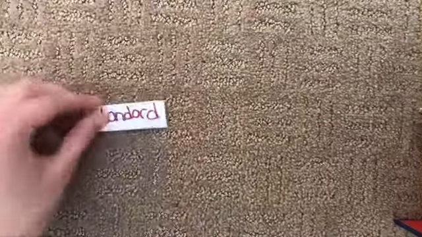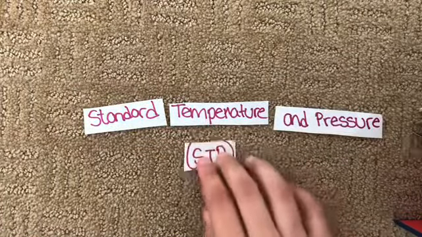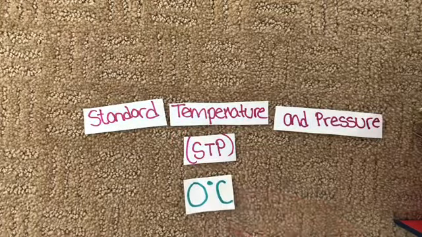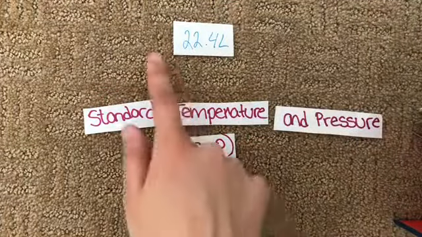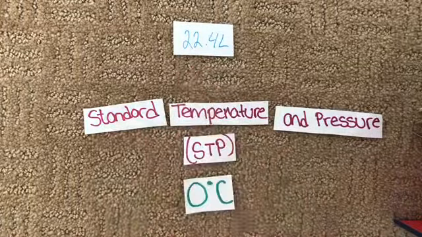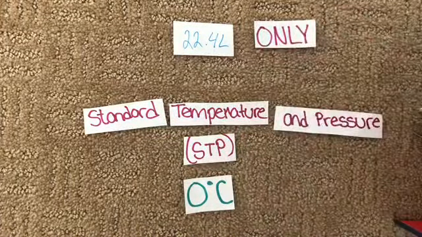Next, we'll talk about standard temperature and pressure. This term right here can be shortened to STP. And at STP, at 0 Celsius, 1 mole of gas occupies exactly 22.4 liters. And 22.4 liters is something that you'll have to remember because it'll come in handy later. And this number right here can only be used for gas. So now let's try an STP example.